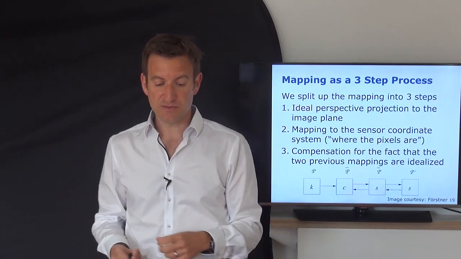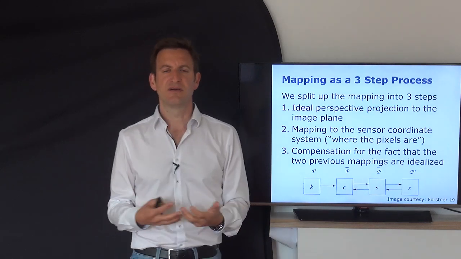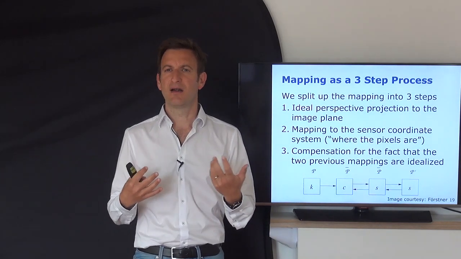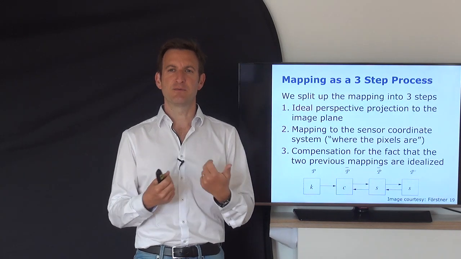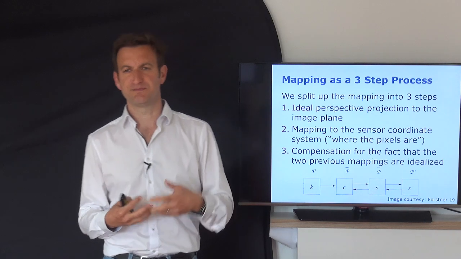This is basically compensation for the fact that the previous transformations are actually idealized by saying they are the ideal perspective projection, and here for the mapping we also only allow a certain type of transformation.